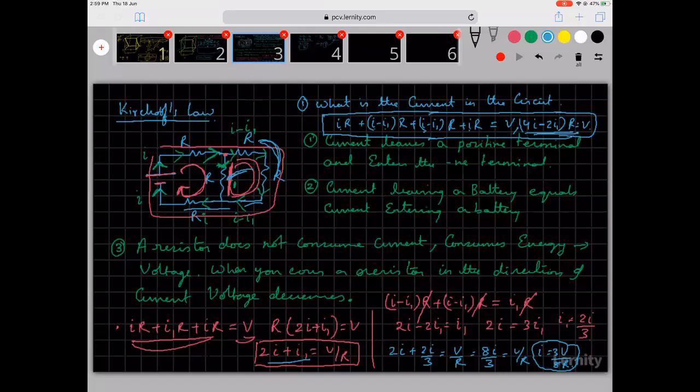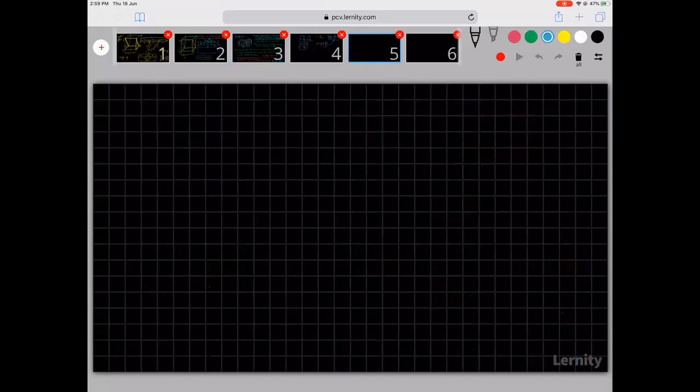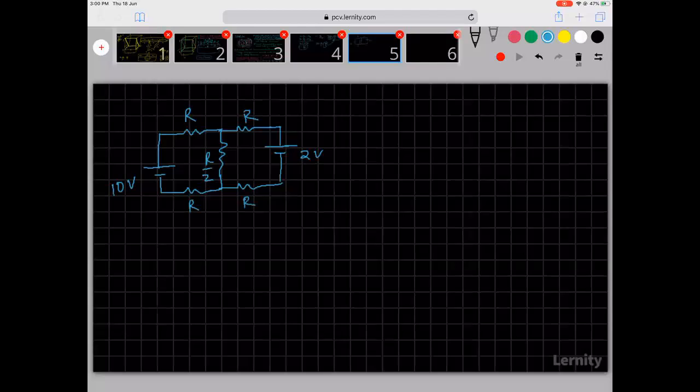Now let me go to another circuit. Okay, now here is another circuit. So I'll put two batteries now. Suppose this one is V volts, or let me say this is 10 volts. This one is 2 volts. This is R, R, R, or call this R by 2, R, R.